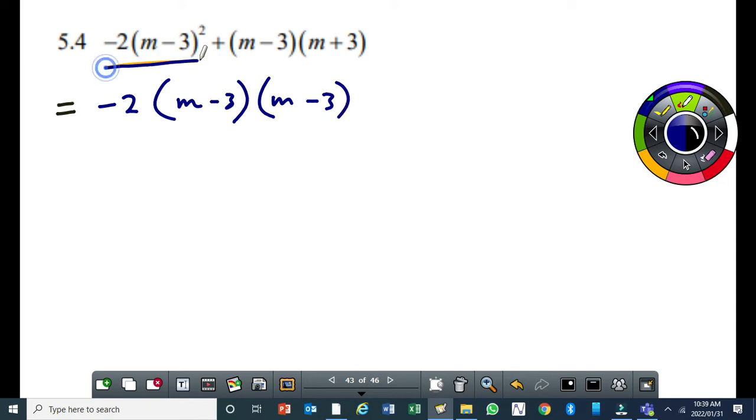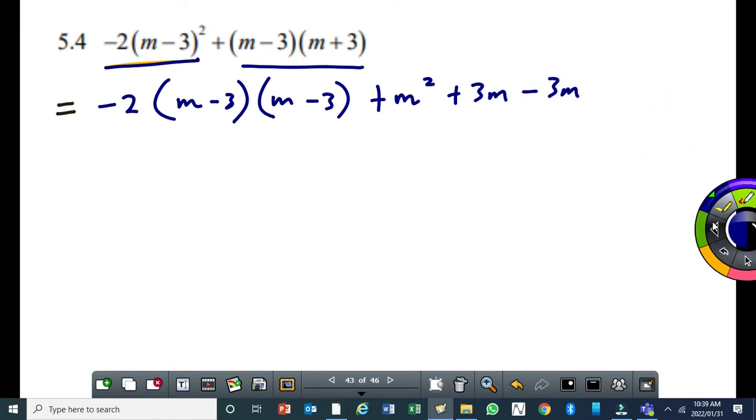So this means that, right? Then I've got a plus here. Allow me to just use FOIL here. So m times m will give us m squared. M times positive 3 will give us 3m. Minus 3 times m will give us minus 3m. Minus 3 times positive 3 will give us positive 9.